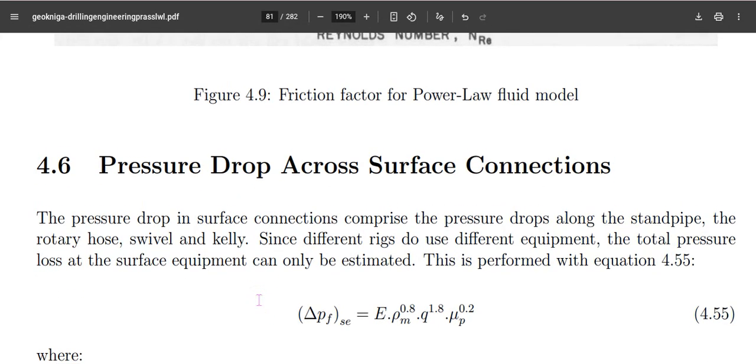Hopefully, we'll discuss this, and also how we compute the pressure drop across the bit hydraulics, which have a nozzle effect for effective hole cleaning, which we'll be discussing in the next lecture. Thank you.